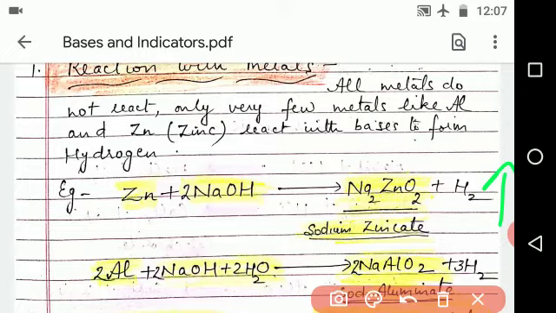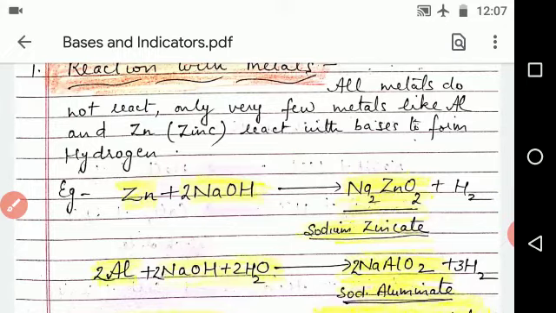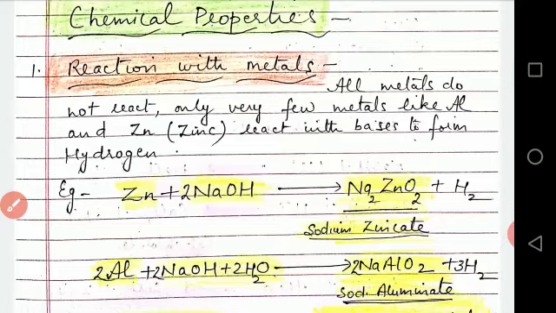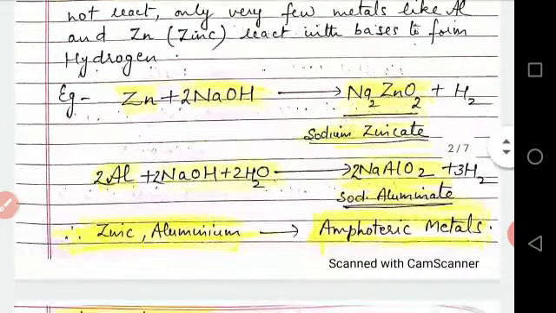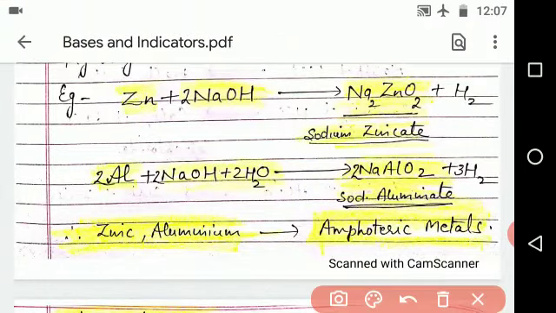The salt formed is called sodium zincate. Second example is 2Al plus 2NaOH plus 2H2O gives 2NaAlO2 plus 3H2. The salt formed is sodium aluminate. Now, because aluminium and zinc are both metals which can react with acids as well as bases to form salt and hydrogen gas, they are called amphoteric metals. What are they called? Amphoteric metals.